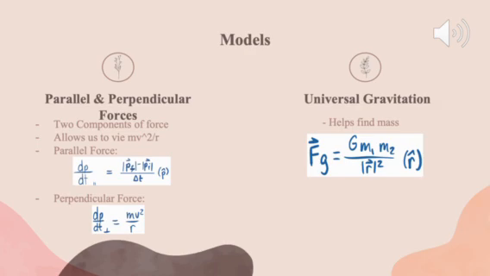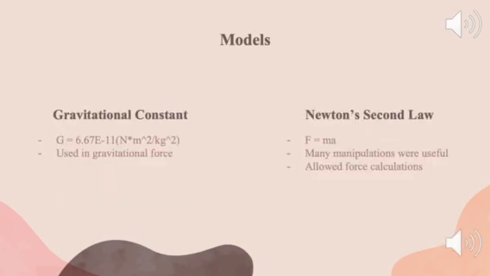There are two components of force, that which is parallel force, as shown below, and that which is perpendicular force, as also shown below. The model for universal gravitation is shown. In this lab, we also use the gravitational constant. We also use Newton's second law. This law concludes that the force is equal to the mass times the acceleration. This also relates to the parallel and perpendicular forces model shown before. We specifically used F equals ma to find net force earlier.